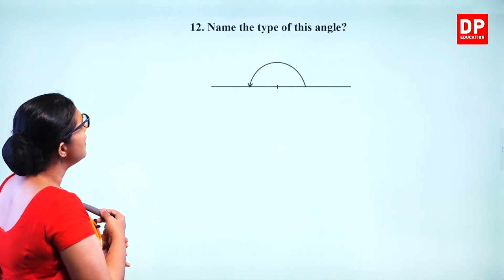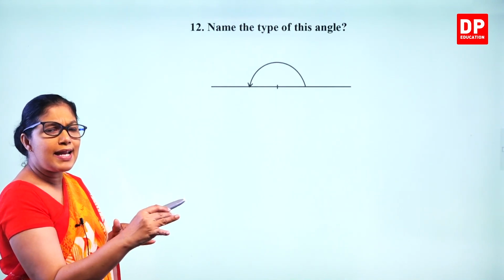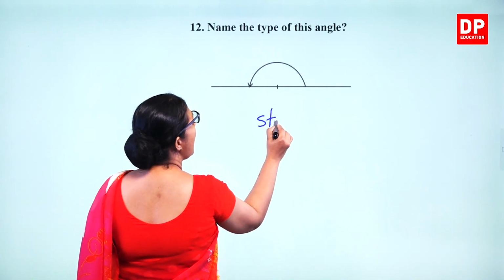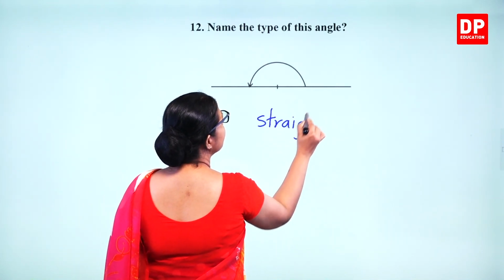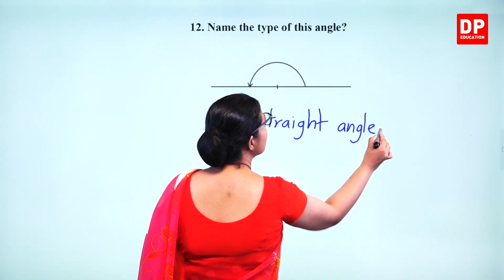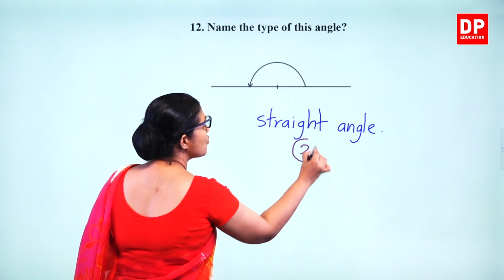Question number 12. Name the type of this angle. It's a straight line. What is this angle? We call it a straight angle. Two marks.